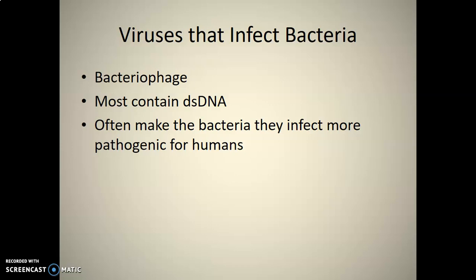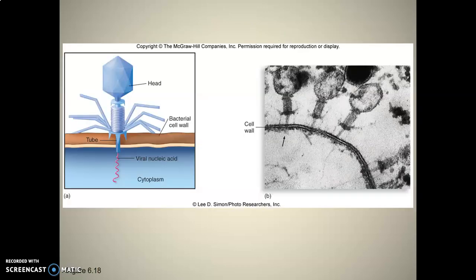Bacteriophages are mostly double-stranded DNA viruses. They look like this. They look like little aliens, right? And they infect bacteria. They're also a genetic vector that we use in the development of vaccines or in altering bacterial cells or other cells' genetic information. I'll talk maybe a little bit about that later in our genetics lecture.